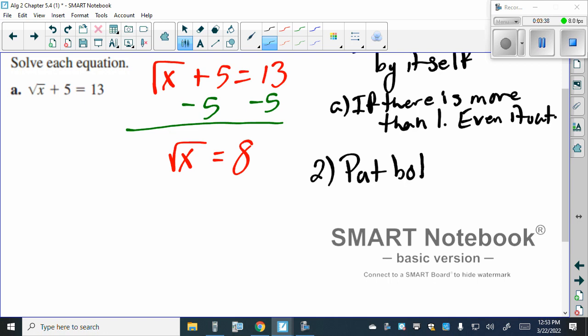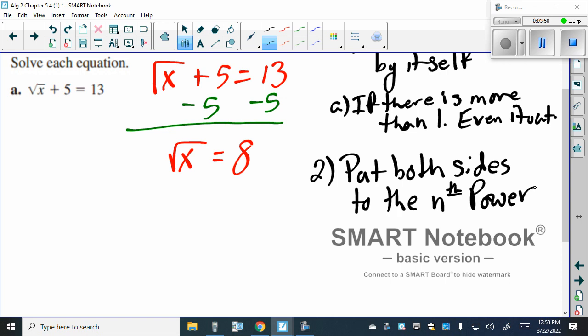Put both sides to the nth power. And what we're doing with this step is to really simplify that radical. Well, what power do I need to simplify a square root? 2. So we can square both sides.